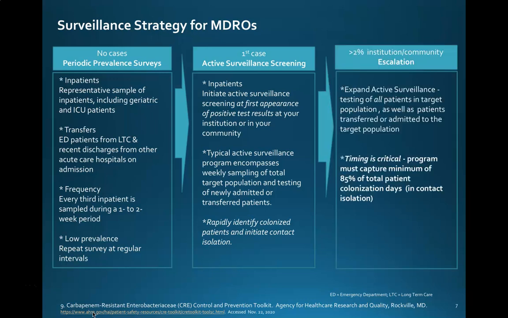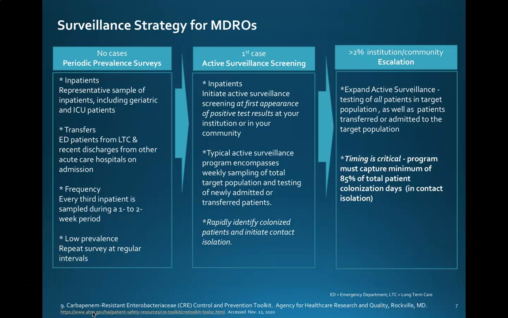Now, if you get to the point where prevalence is over 2%, you need to escalate your screening program. You would expand your active surveillance program to test all patients in these target populations, as well as patients transferred or admitted to the target population. And at this point, timing is even more critical.